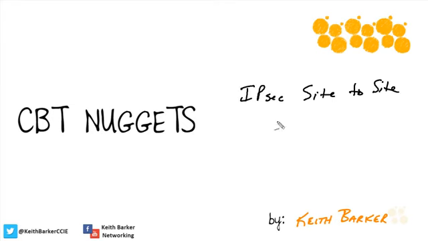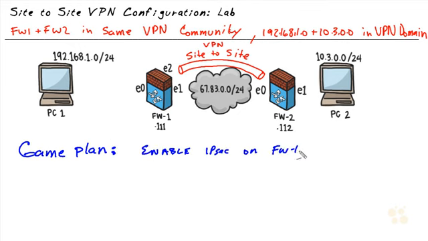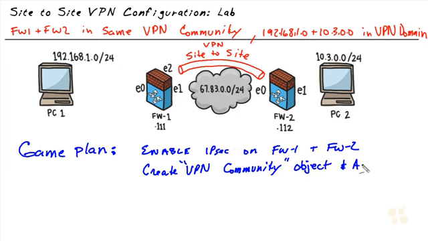In setting up the VPN site-to-site tunnel between Firewall 1 at Site 1 and Firewall 2 at Site 2, let's take a look at our game plan. Let's begin in Smart Console by first enabling the IPsec feature on both Firewall 1 and Firewall 2. Once we've done that, let's create a brand new VPN community object, which is going to have all the details regarding who the gateways are that are going to peer with each other, and we'll add Firewall 1 and Firewall 2 to the new VPN community.